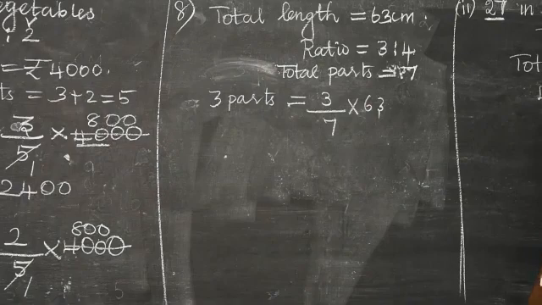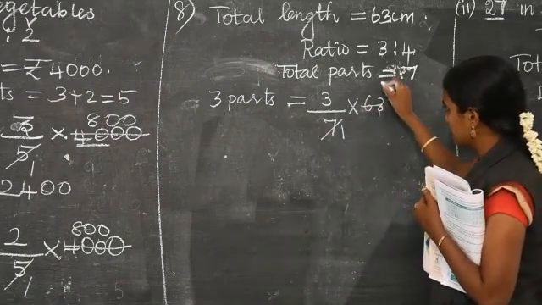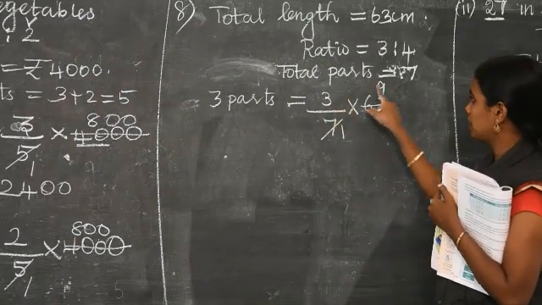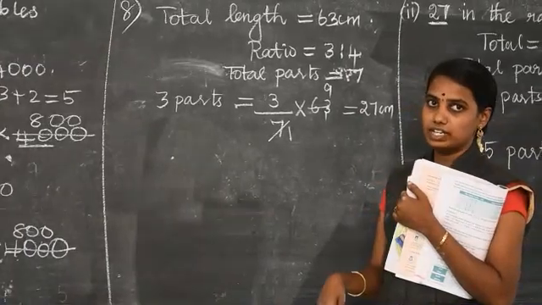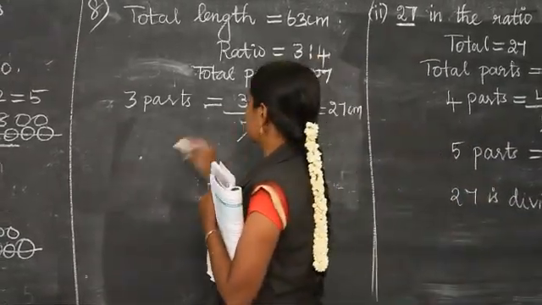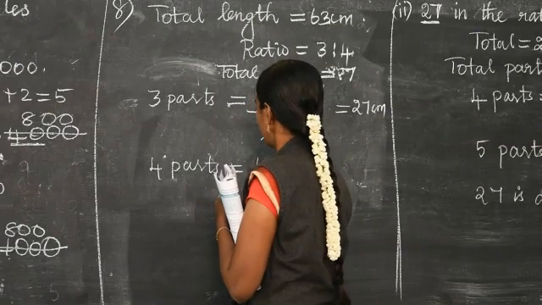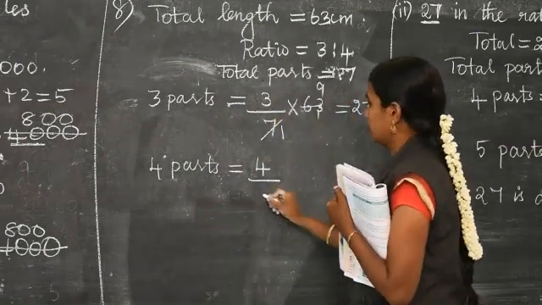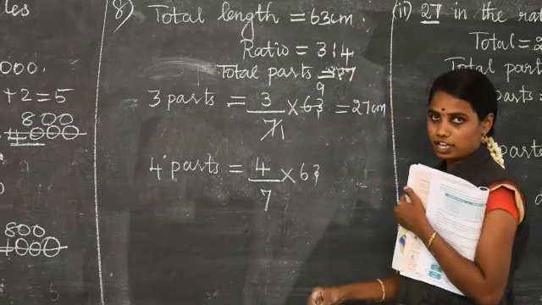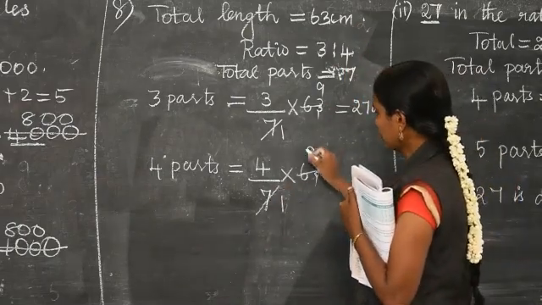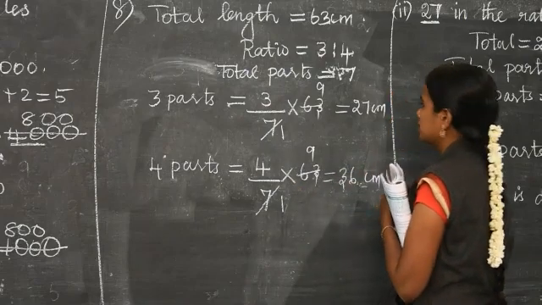So now 7 table. Do you all know 7 table? 7 ones are 7, 7 nines are 63. Now multiply 3 nines are 27. So 3 parts is 27 centimeter. Next 4 parts: 4 by total 7 into total length 63. Same 7 table, 9 times. 4 nines are 36 centimeter.